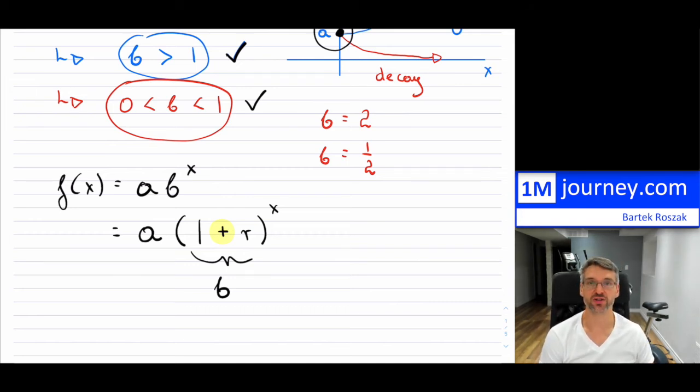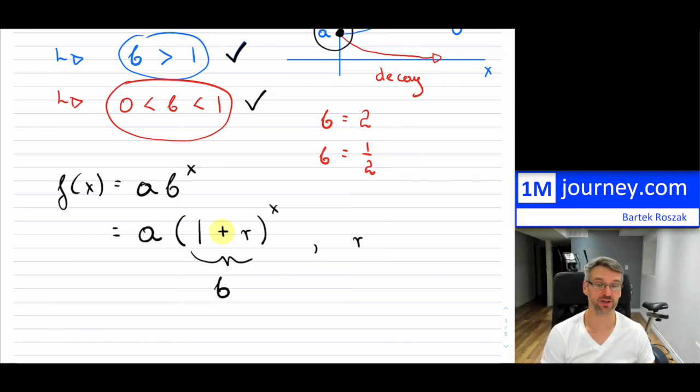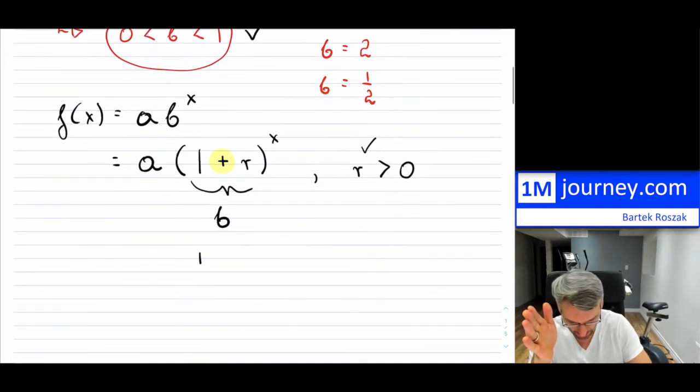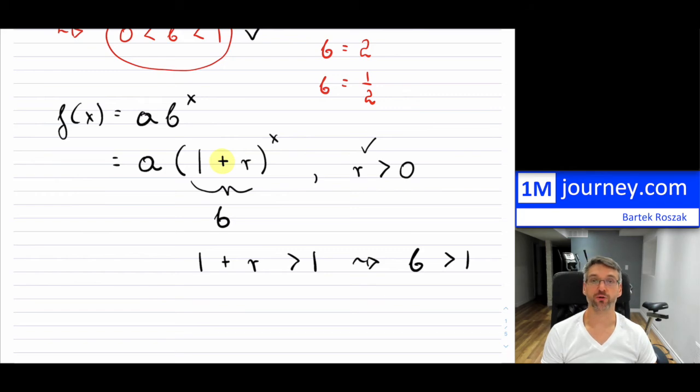So instead of having just a b and stating that b is greater than 1, what we like to do on occasion is rewrite this function as a, and then in brackets 1 plus r, where r is greater than 0. Because notice, if r is greater than 0, then you're going to have your 1 plus r, which is always going to be greater than 1. This means that this is the case when b is greater than 1, and that designates our exponential growth.